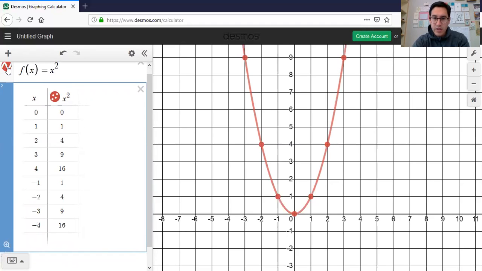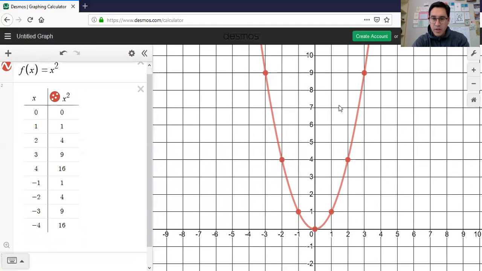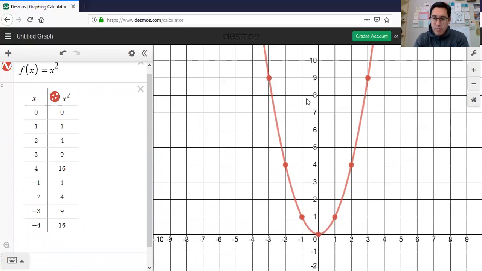All right, so this is pretty much the shape of any quadratic function. It has this very distinct U shape, a parabola. And there's one very special point on this parabola, which is this point right here, right? In this case, it's the lowest point on the curve.